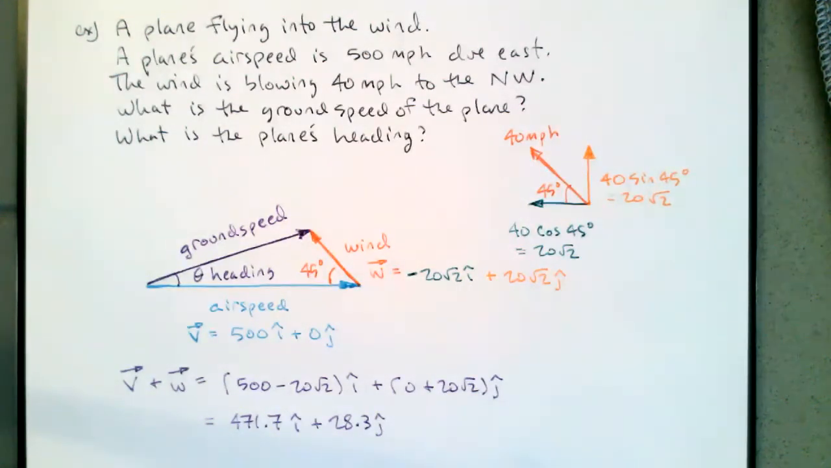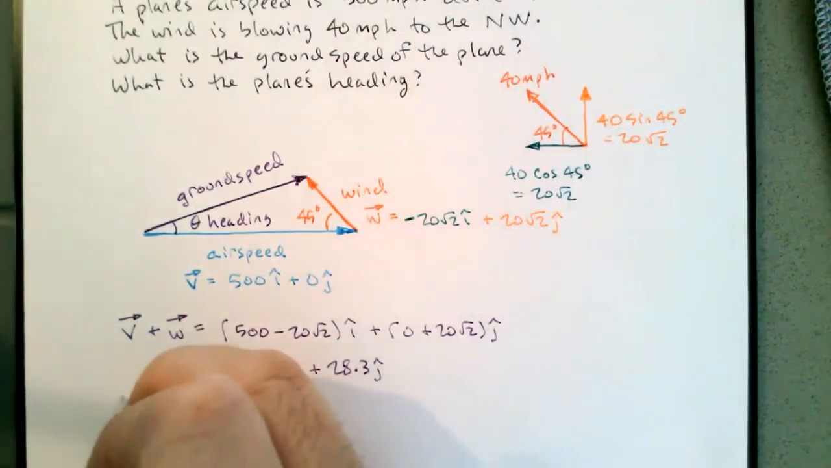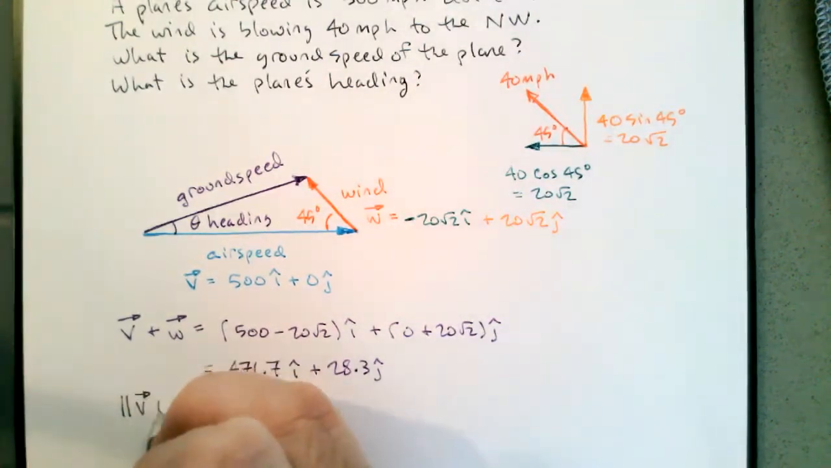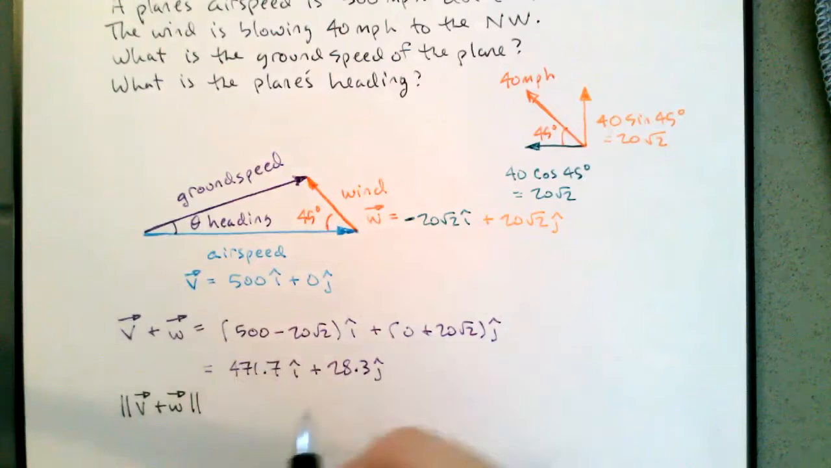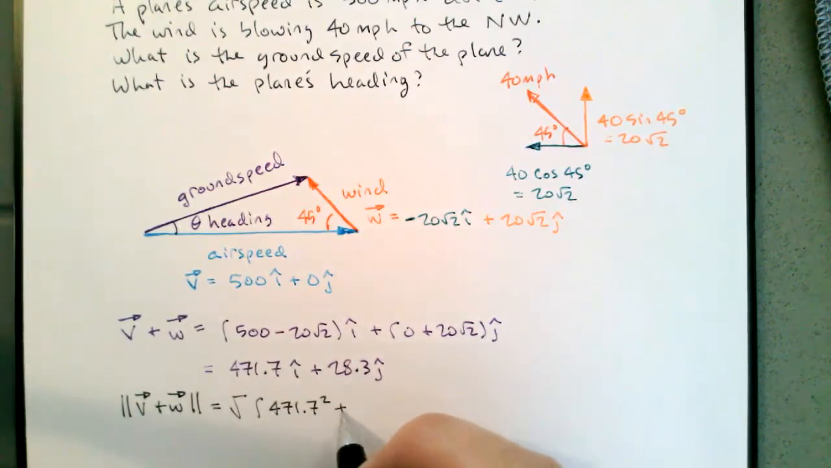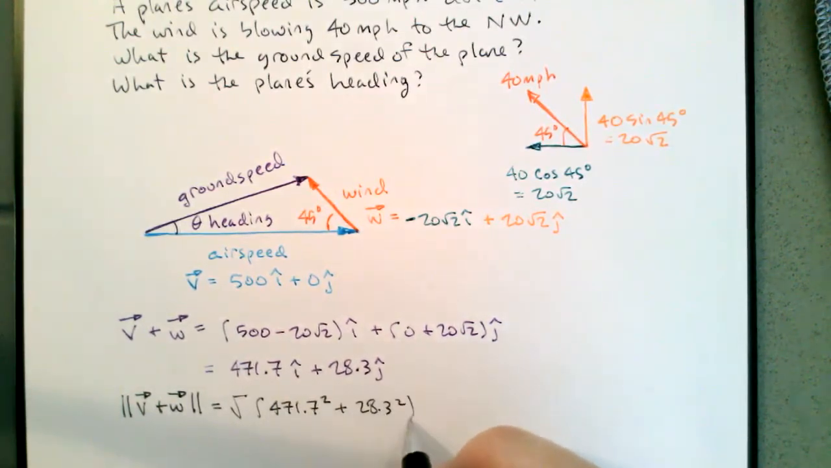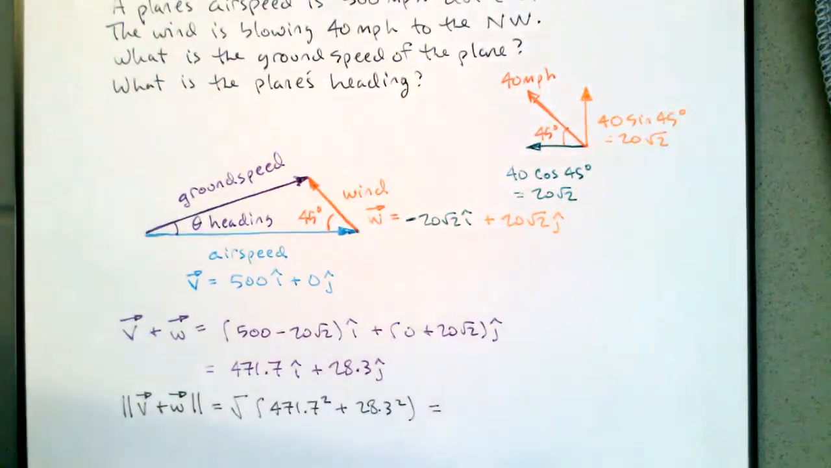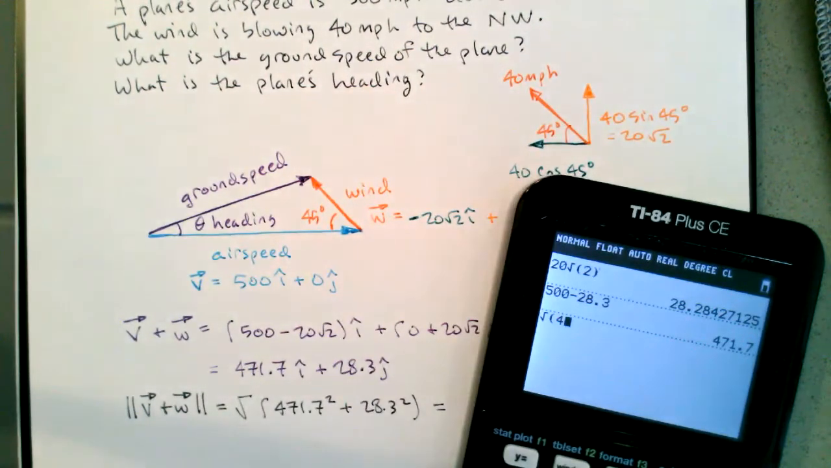If we want the ground speed of the plane, we can just find the magnitude of this vector. So now the magnitude of v plus w will be the square root of 471.7 squared plus 28.3 squared. So 472.5.